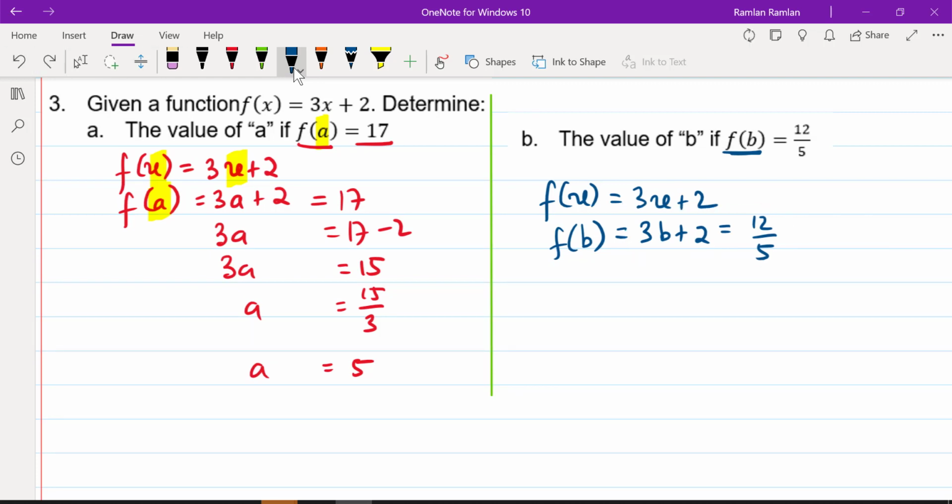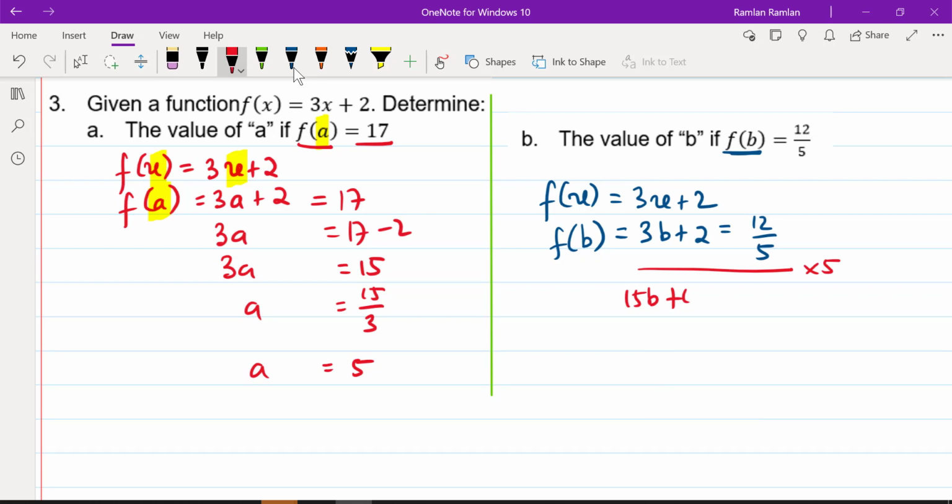So my preference, guys, I choose to multiply everything by 5 first, because I want to get rid of this 5 over here. You can do it differently, but it's okay. I'm going to multiply by 5 each of the terms in here. 3b multiplied by 5 will be 15b, and 2 multiplied by 5 will be 10. And the last one, 12 over 5 times 5, is just 12, because if we multiply 12 over 5 times 5, we can cancel the 5, right? So it's only 12 over here.